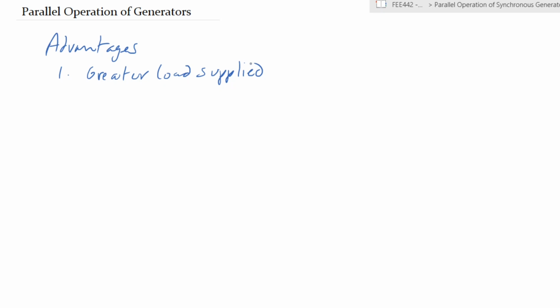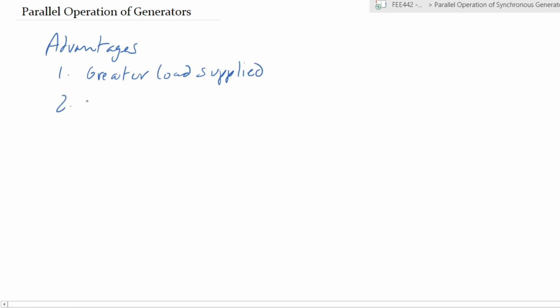Right, so when we have a set of generators, there are certain advantages to operating them in parallel. Operating them in parallel would mean that you have two or more generators in the same area that you would be able to link together and connect to the same set of loads. So the advantages of this type of setup would be, first of all, a greater load can be supplied. Obviously, if you have a 10 MVA load, you can supply it with a series of 1 MVA generators.